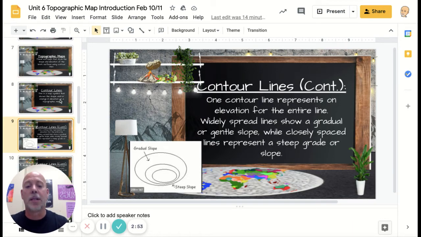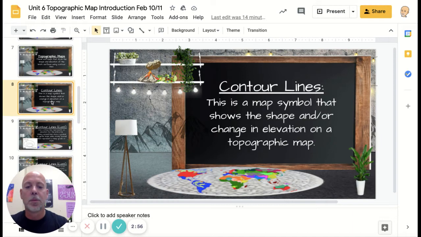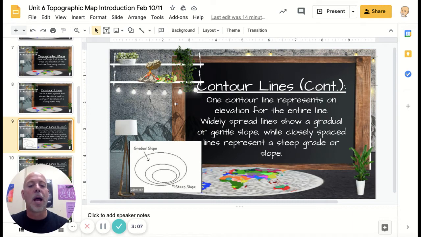So here we go with contour lines. A contour line is a map symbol that shows the shape and or change in elevation on a topographic map. One contour line represents the elevation for that entire line. So if we're looking at this line here on the outside, see how it's all the way around? That one line, if I put a 50 here, 50 feet, that means the whole line is at a 50-foot elevation, okay? So widely spread lines like these two here show a gradual or gentle slope, while closely spaced lines like these ones over here represent a steep grade or slope.